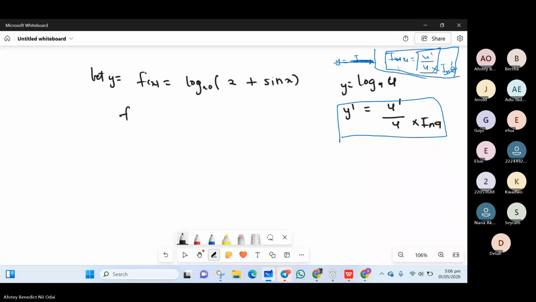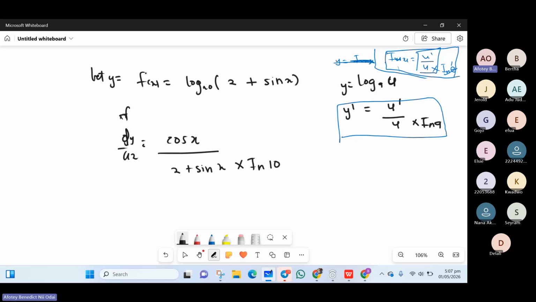So dy on the x is, so we have u prime. The differential of the inner part is basically cos of x, because the 2 goes away and we have cos x. And this is on 2 plus sine x, our original u, times the natural log of our base, the natural log of 10. And this becomes our final answer.